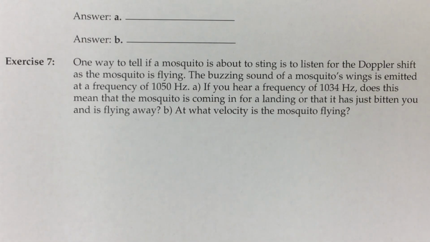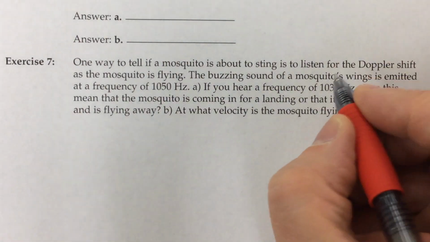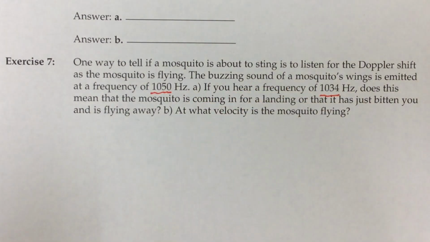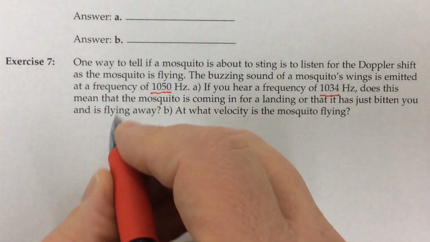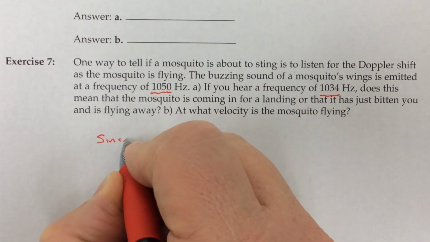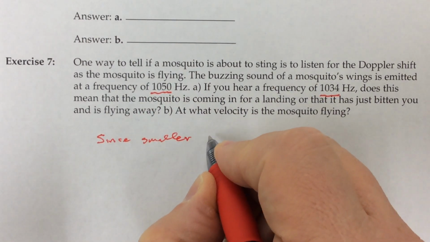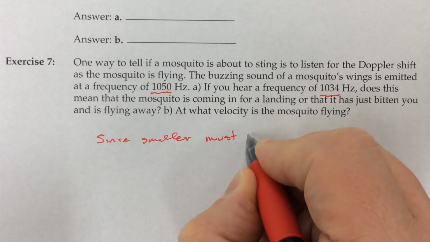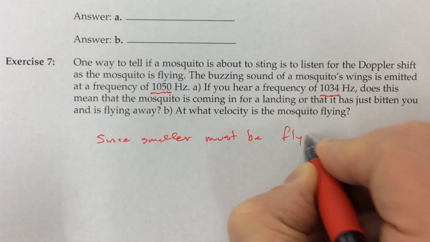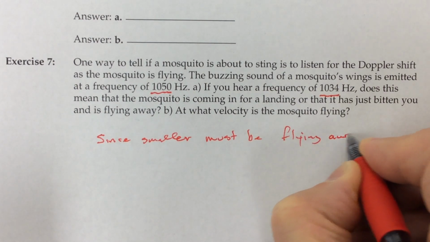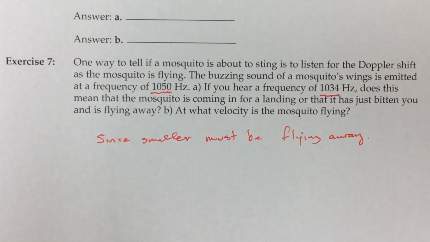Fantastic question. So you compare these two. Is 1034 bigger or smaller than 1050? It is smaller. So since the frequency is smaller, it must be, what do you think? Flying away, because it's dropping the pitch. Okay. B says, at what velocity is the mosquito flying?